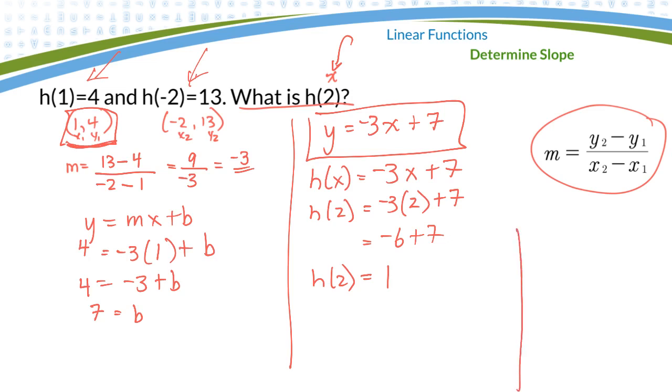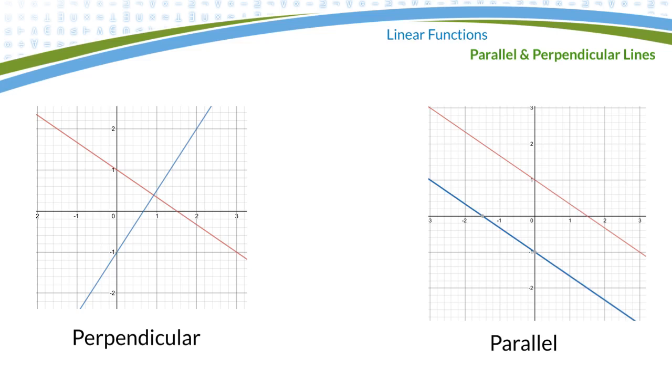Now, if you were to graph those, and I'm just going to do them just rough. So 1, 4, about there. Negative 2, 13, probably up here somewhere. And H of 2, that's over here, would be at about 1. And notice that all those points, it's not perfect, but it's close, all those points would fall on the same line.